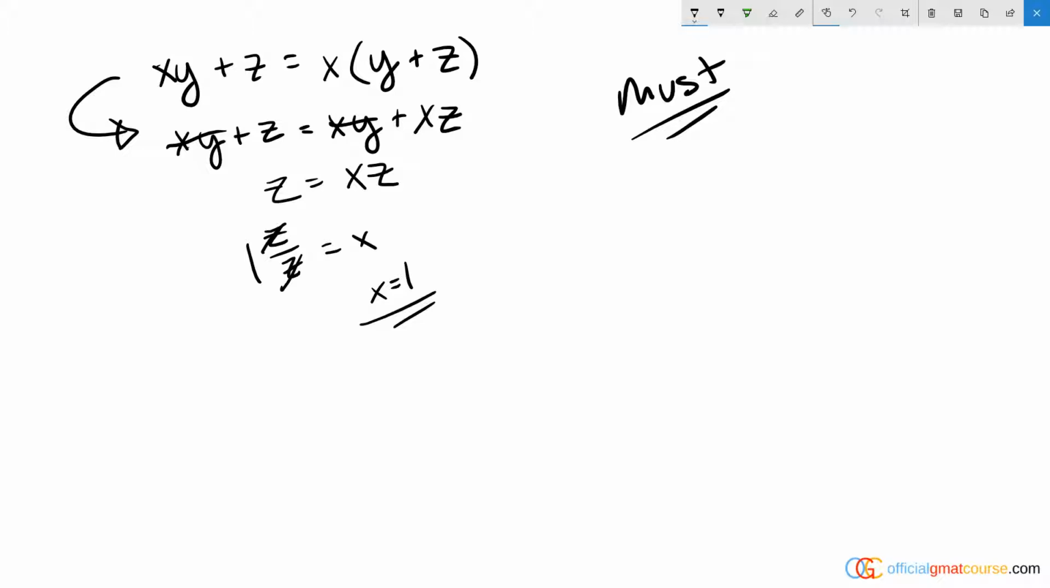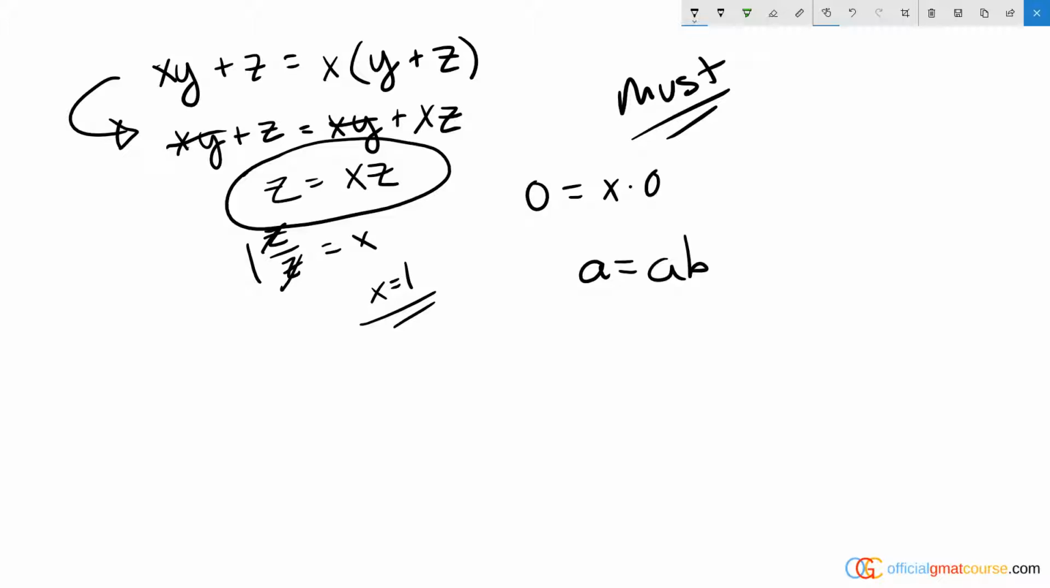So I know x could be equal to 1, but on the other hand, if you look at this equation, if we make z equals 0, we wipe out both sides because anything times 0 is 0. So whenever we have a situation, and this is a great note card to make, if you have a equals a times b, either a is equal to 0 or b is equal to 1.